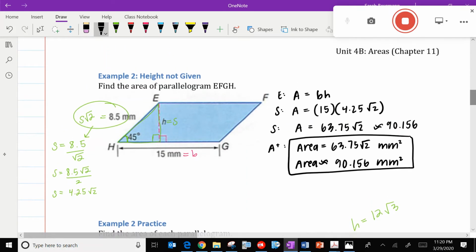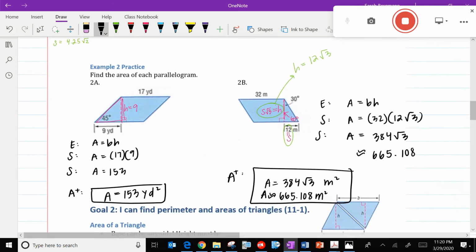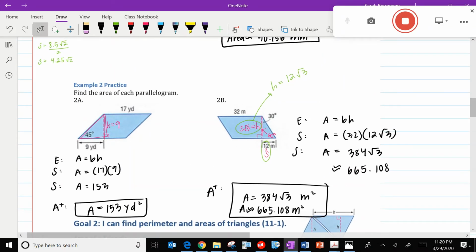Okay, go ahead and try the example 2 practice problems. Pause the video, see if you can do them on your own. All right, here are my answers for these practice problems.